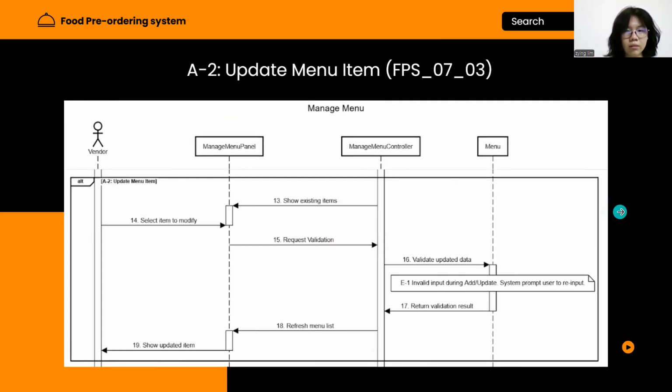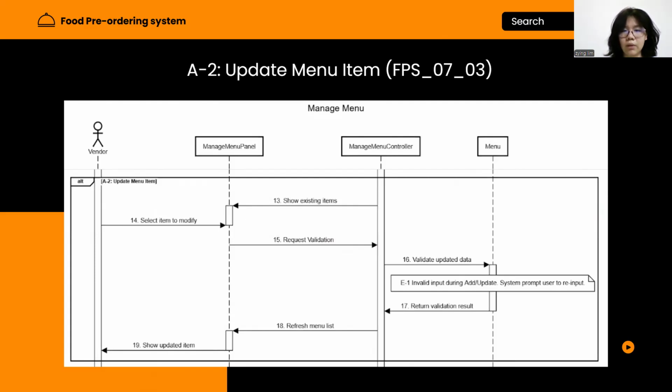Next. Okay, now here's the alternative flow for updating a menu item. Step 13, show existing items. The panel lists current menu items with key details like name, price, and availability. Step 14, select item to modify. The vendor chooses an item and opens the edit form with preview values. Step 15, request validation. The panel sends the updated fields to the controller for validation.